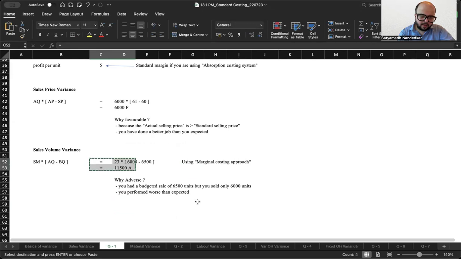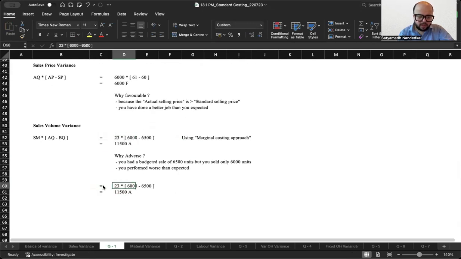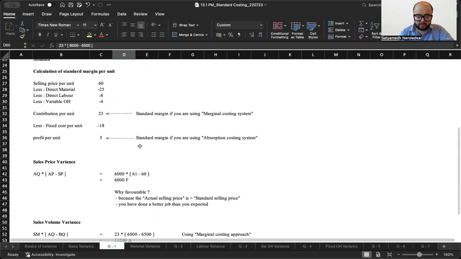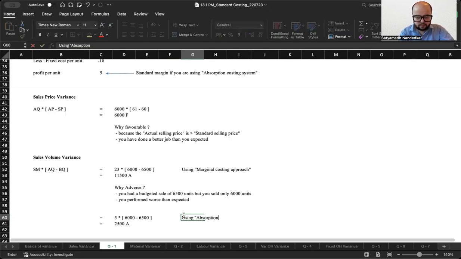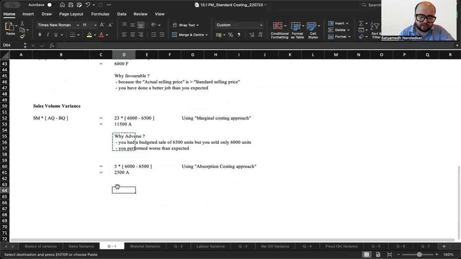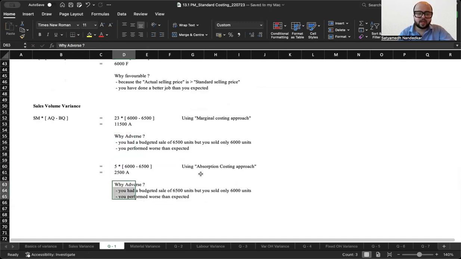Okay, same thing. If I do it using the absorption costing approach, 23 was the standard margin there. If you are using absorption costing, standard margin is 5. 5 into 500 is 2,500 adverse. Why adverse? This is using the absorption costing approach. You had budgeted to sell 6,500 units. You ended up selling only 6,000 units. So you performed worse than expected. Hence the variance is adverse.